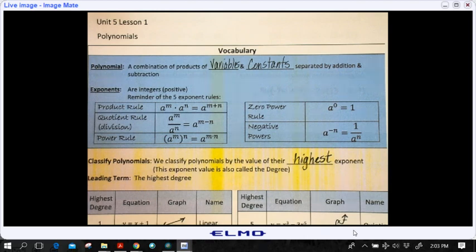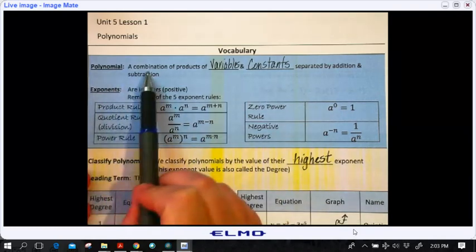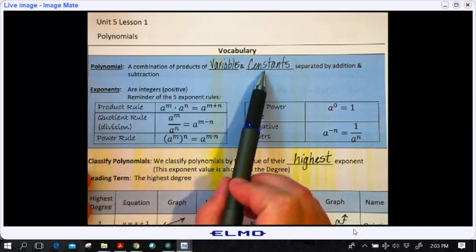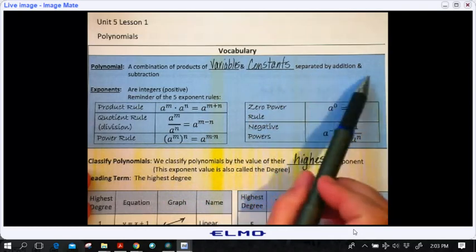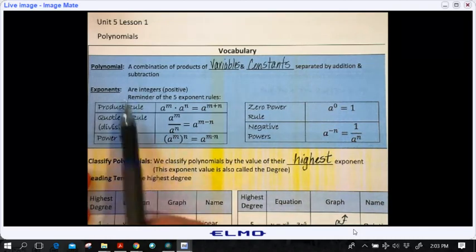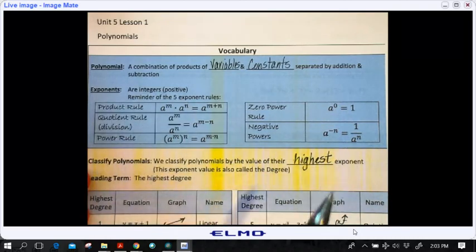Alright, so let's jump right in and talk about some polynomials. A polynomial is a combination of products of variables and constants, separated by addition and subtraction. Okay? And then right underneath that, I reminded us of our exponent rules. As we work with multiplying polynomials, we will definitely need to be utilizing the product rule. We will also use the power rule on occasion and the quotient rule as well.